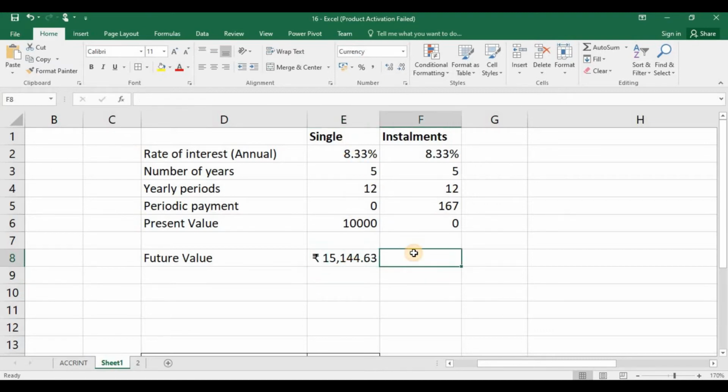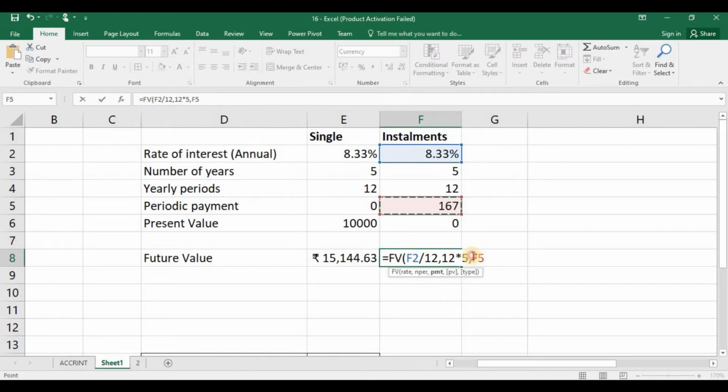Now we will calculate the future value for the same investment done in recurring payments. Type FV. Start round brace. Select rate of interest. Convert yearly interest to per period. Next, enter number of periods for 5 years. In this third argument, we should give the installment amount. Here, our installment amount is 167. Select that. As I told, you should give a negative sign for cash flows. So, I am entering the negative sign here.